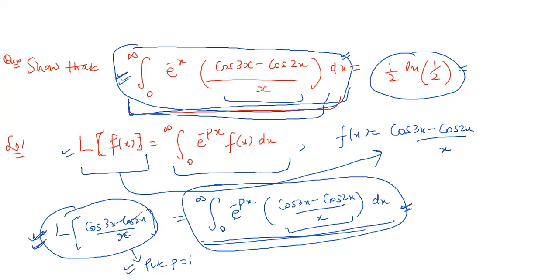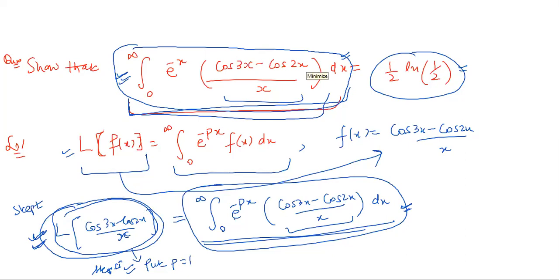So the question is split into two steps. This is step number 1, this is step number 2. You will find these kinds of questions in the book and tutorial sheet, and this is how you have to do them. So let's first do this. Now I'm interested in finding the Laplace transform of (cos 3x minus cos 2x) by x. For that, I know which property is going to be used.